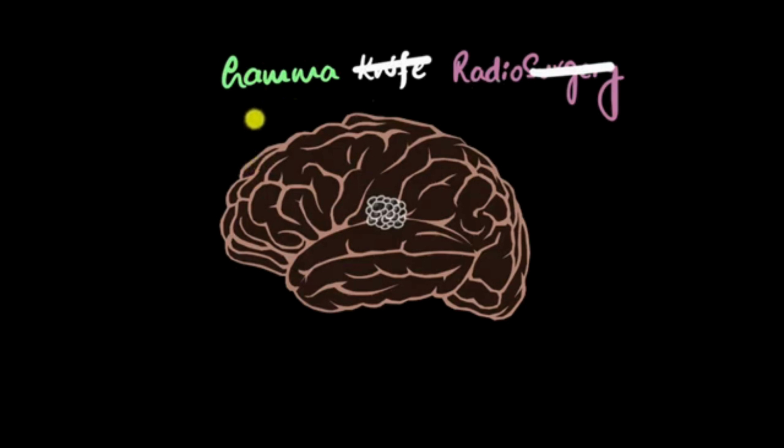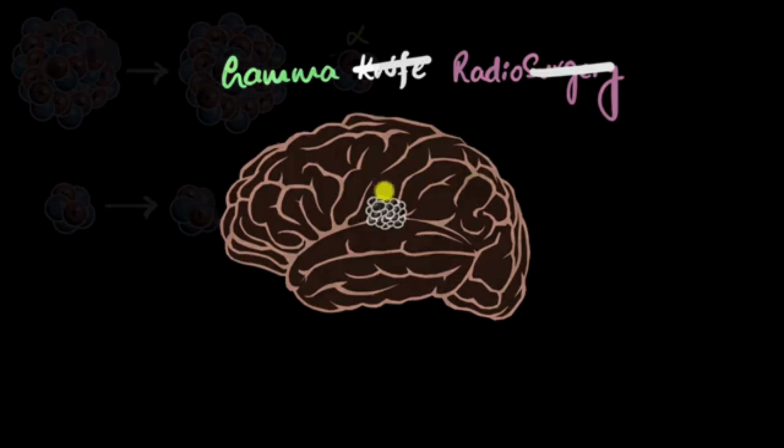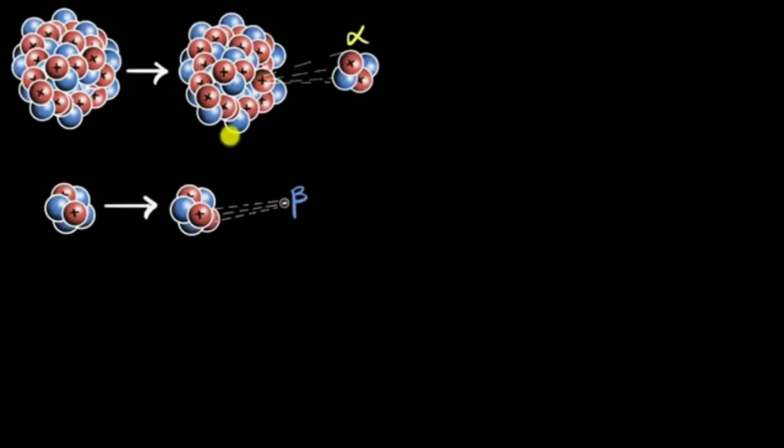But what exactly is a gamma decay? And how does it destroy a tumor without destroying the healthy tissues? And why would we use gamma decay and not alpha or beta decay? Well, let's find out. Let's start with something that we've already seen before.